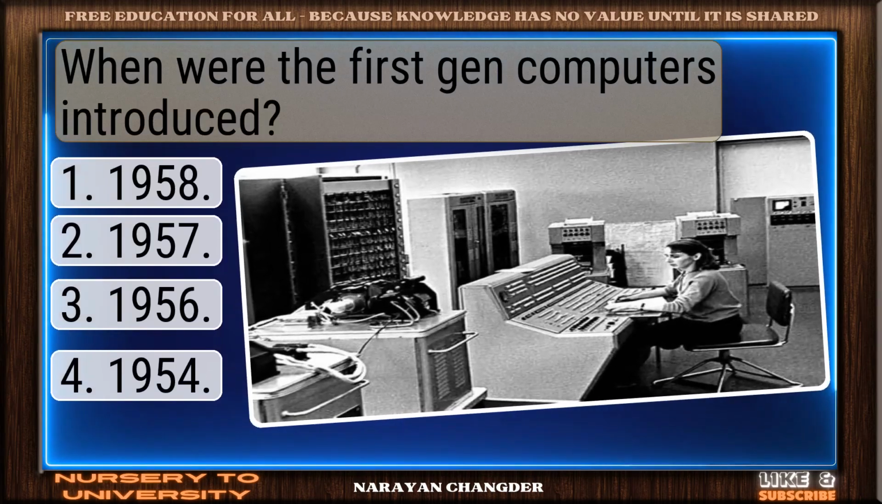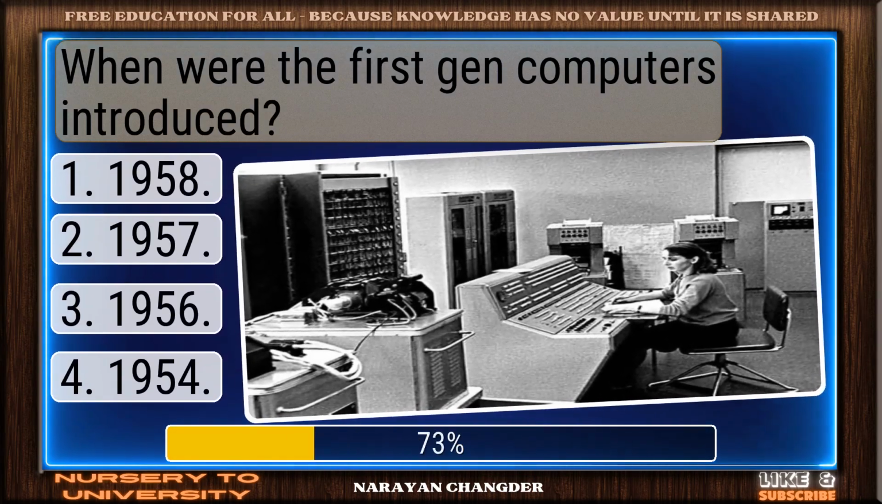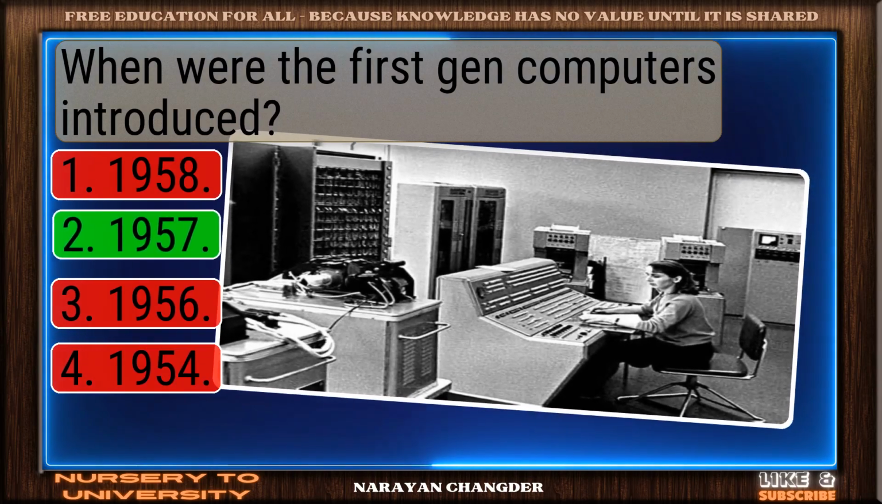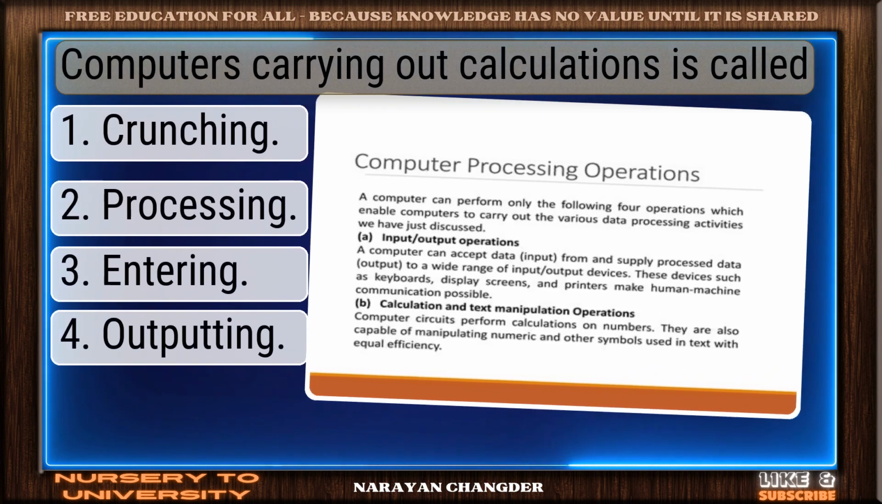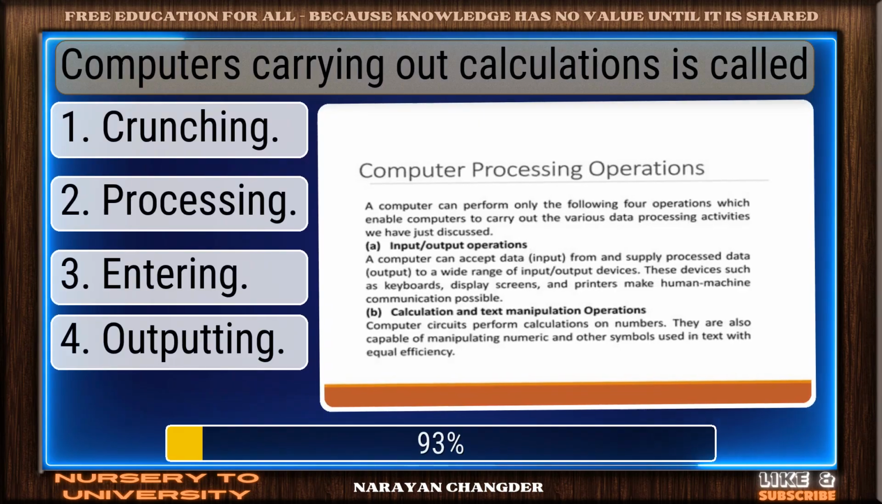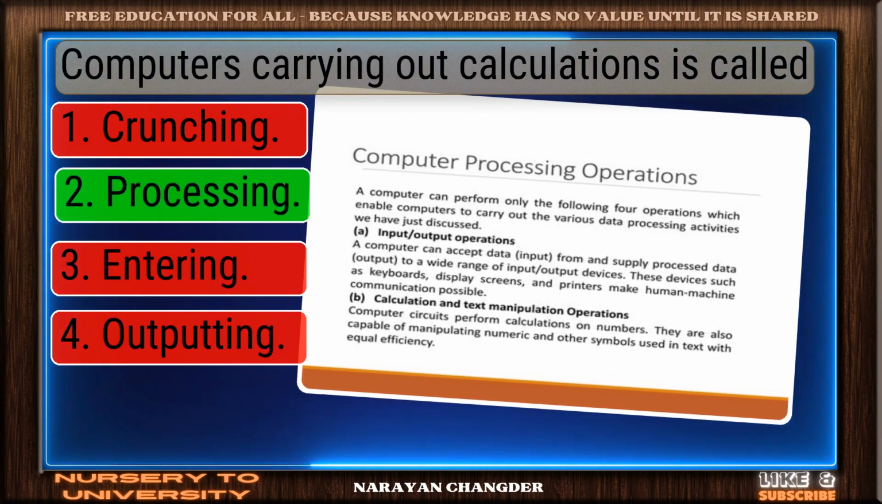Question number 29. When were the first gen computers introduced? Strong choice. 1957 is the right answer. Question number 30. Computers carrying out calculations is called. Nice work. You chose processing, and it is correct.